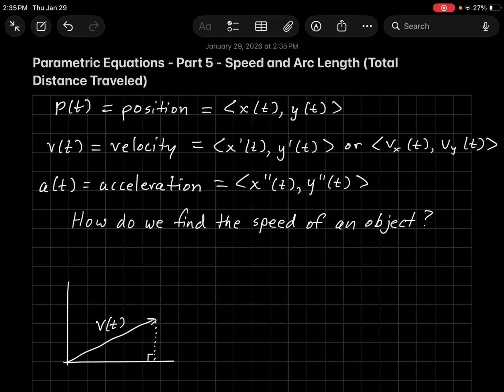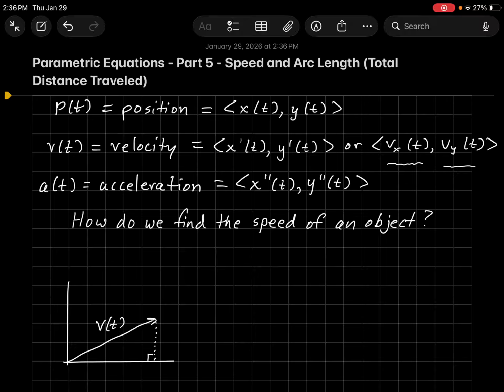Parametric equations, part 5, speed and arc length, where instead of arc length, I might ask for total distance traveled. Reminder, the position vector, p of t, is x of t, comma y of t. And then our velocity vector would be x prime of t, comma y prime of t. Or sometimes they use the notation v sub x and then v sub y. The acceleration is x double prime, comma y double prime.